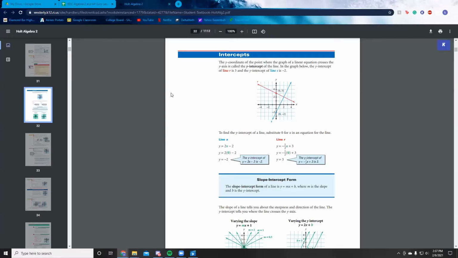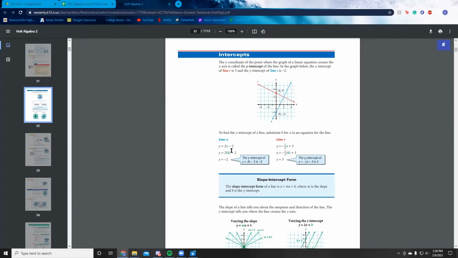Okay, so we have two different equations here, right? So y equals 2x minus 2 and y equals negative 1/2 x plus 3. When we look at y equals mx plus b, when you look at this one, your b is your y-intercept. So you know your y-intercept will be negative 2.